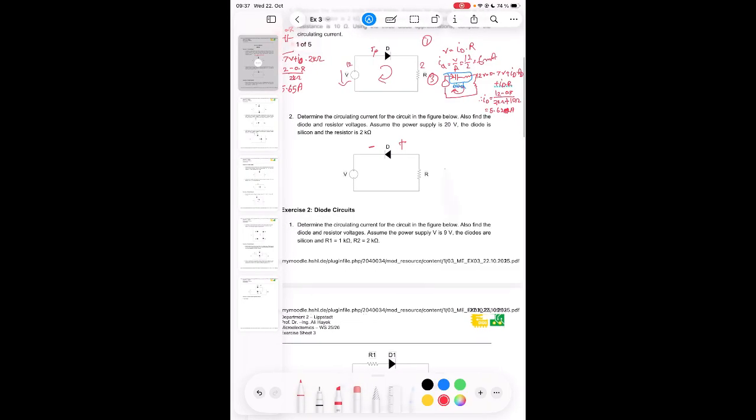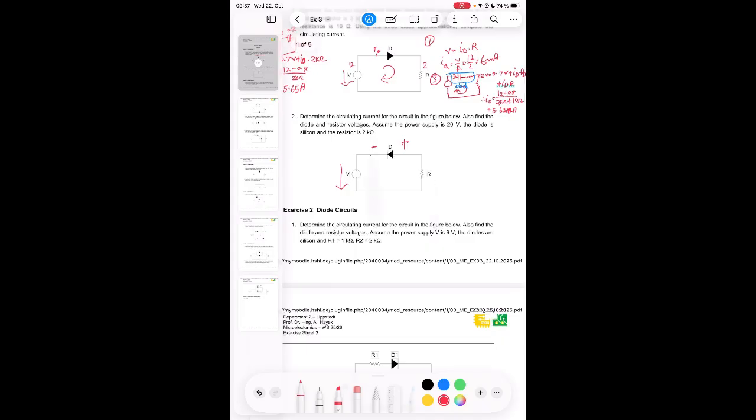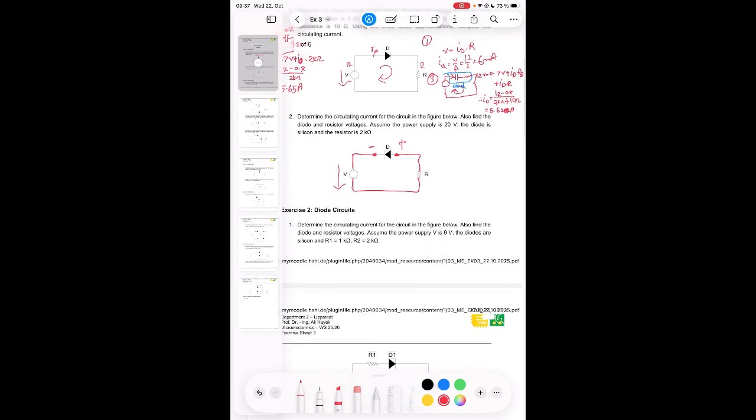So what about the circulating current in this area? 0. It's open, no current. What about the resistor voltage? It's also 0 because there is no current. Exactly. And what about the diode voltage? It's the same as the supply voltage. Something like this. And then we have that the voltage of the diode is equal to minus this.